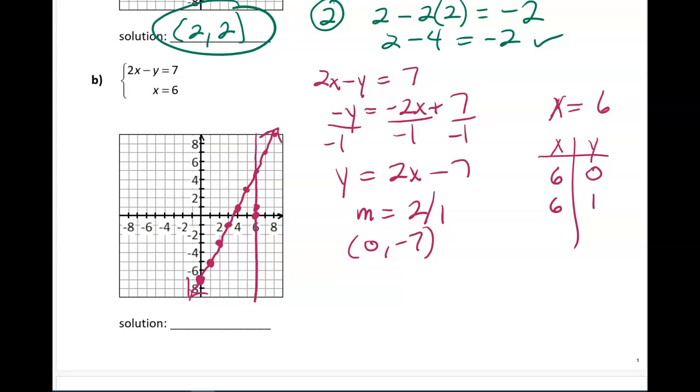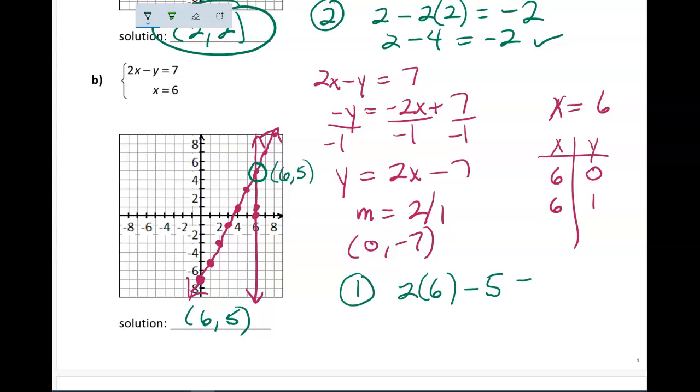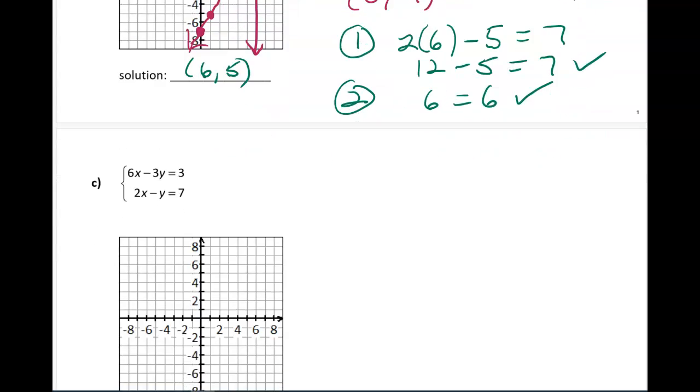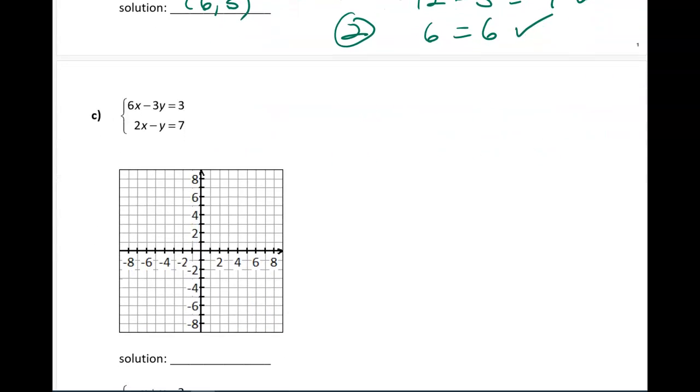Now if we graph that, that means that's going to be a vertical line. And we can see that the point that these two graphs have in common is the point 6, 5. So our solution is 6, 5. Let's check it in both equations. In equation number 1, if the x value is 6 and the y value is 5, hopefully that works out. 12 minus 5 is 7, check. In equation number 2, there's only x to replace, and 6 does equal 6. So that checks. All right, let's do a couple more that have some special situations in them.